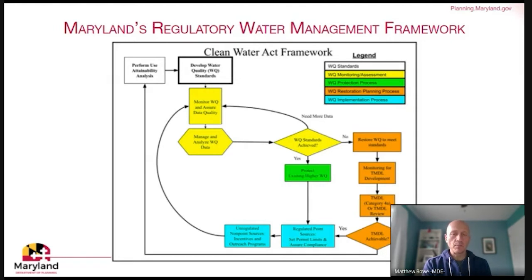We did have other TMDLs that had been developed by that time too. But as far as Chesapeake Bay, we were still under that voluntary tributary strategies approach. So we thought that was a good reason to update the WRE guidance.